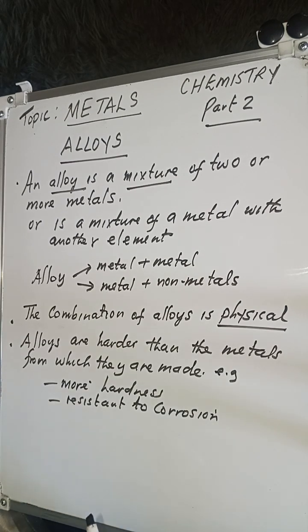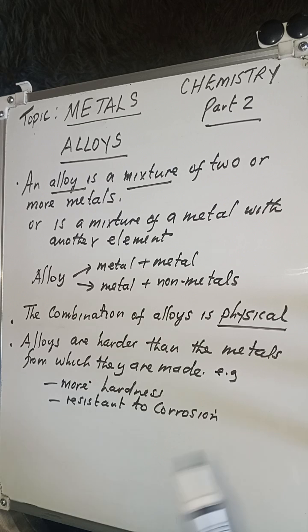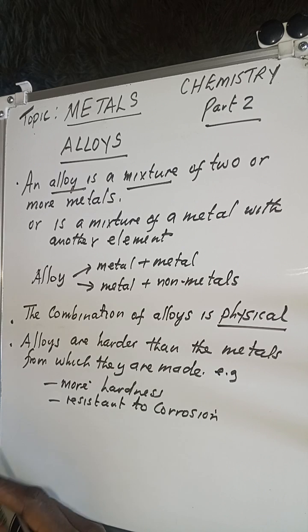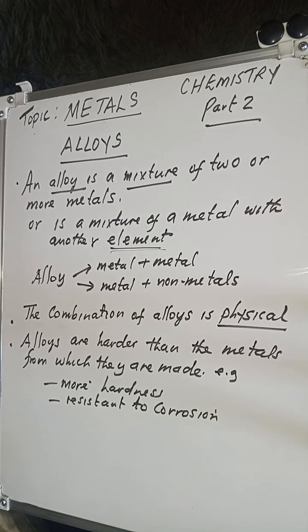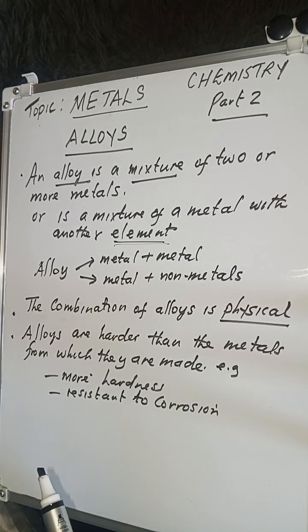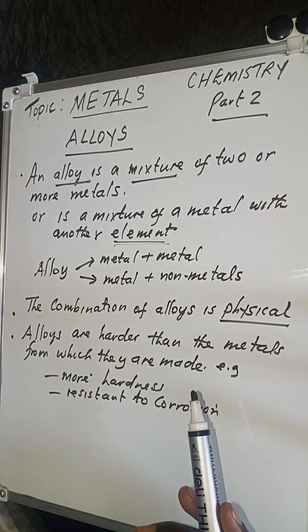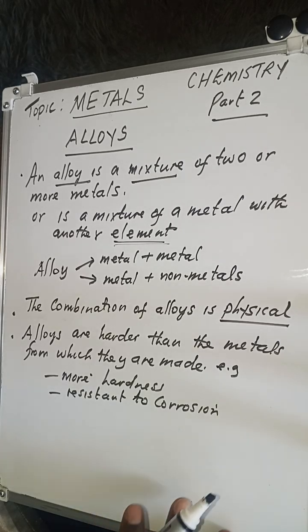So they are harder than the metals from which they are made. In the exam, it is always important to know how to define an alloy. It's simply a mixture of two or more metals, or a mixture of a metal and a non-metal, or a mixture of a metal with another element. That other element could either be a metal or a non-metal. Remember, alloys can be separated by physical means, and alloys are harder than the metals from which they are made. Why? Because they are more resistant to corrosion. In terms of strength, they are actually harder.